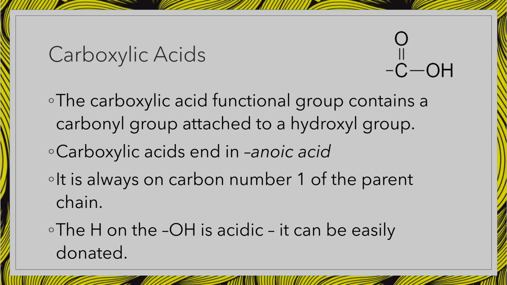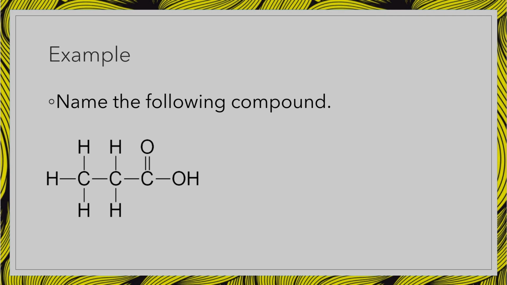So wherever you see that functional group, that is a carboxylic acid, and it's always that carbon that's attached to the carbon-oxygen double bond, so that actual carbon in that double bond is carbon number 1. So there will never be any other substituents on carbon number 1 because there's not enough bonds. So, name the following. We follow our same rules.